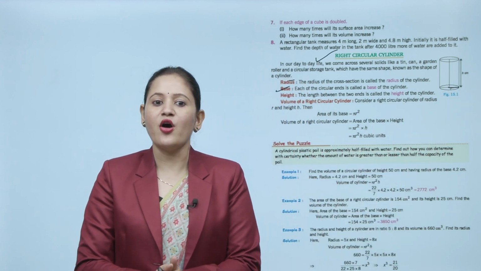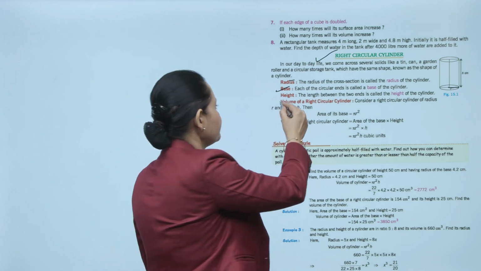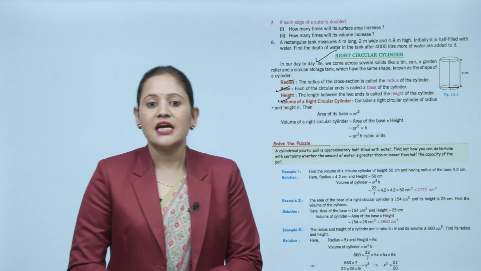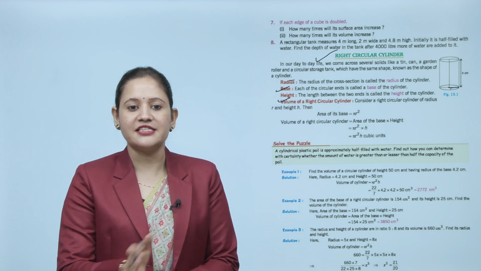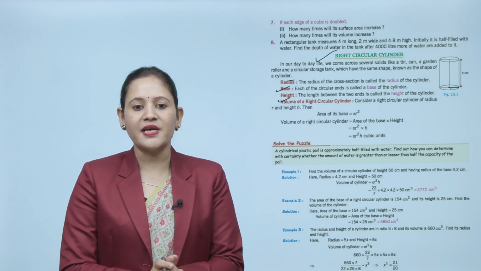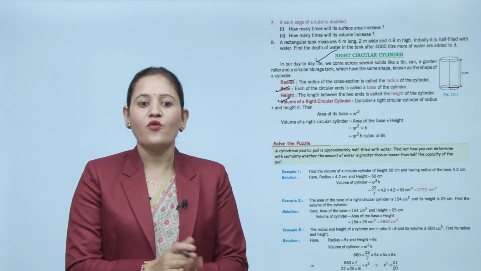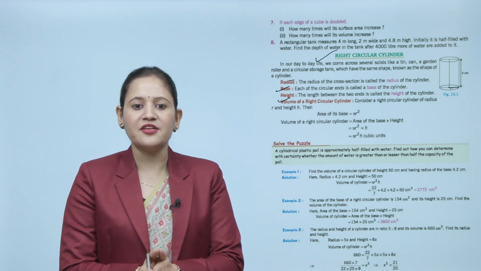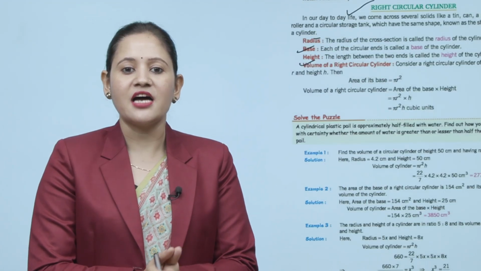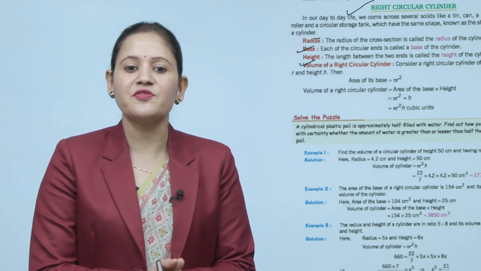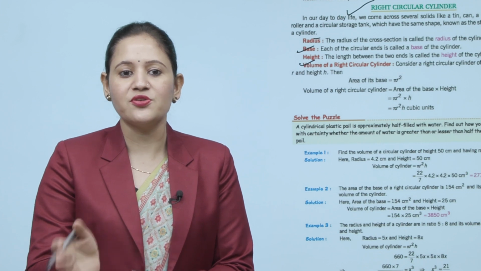Next, volume of a right circular cylinder. Consider a right circular cylinder of radius R and height H. Then the area of its base equals pi r square. Volume of a right circular cylinder equals area of base multiplied by height, that is pi r square multiplied by h, which equals pi r square h cubic unit.